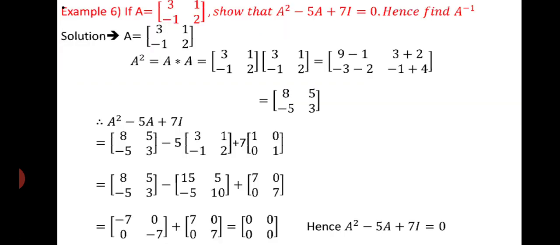Example number 6. If A is equal to matrix 3 1 minus 1 2, then show that A square minus 5 times A plus 7 times I, where I is the identity matrix, is equal to 0, and hence find A inverse.